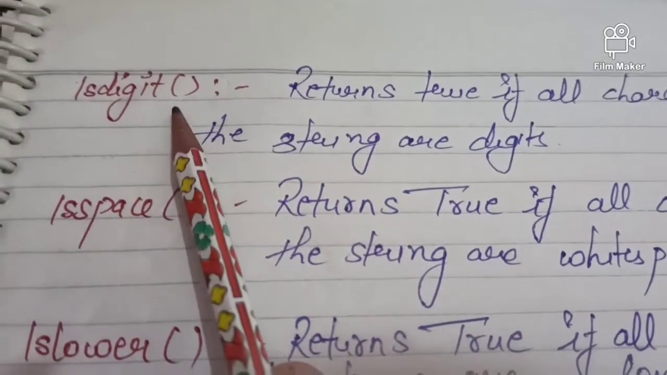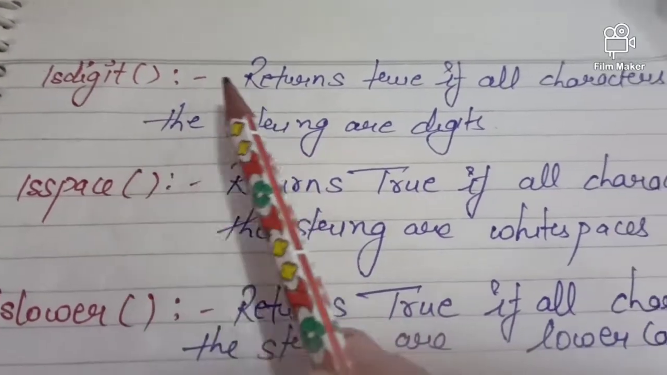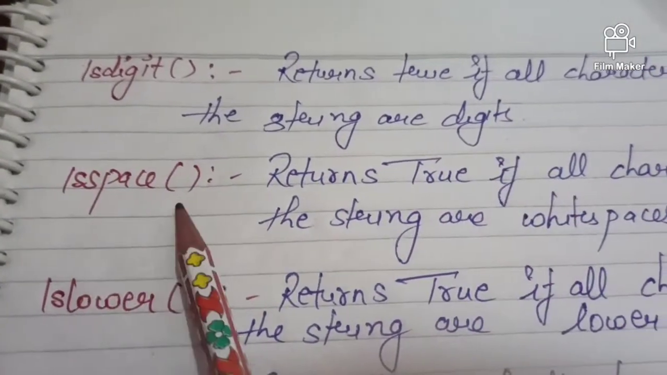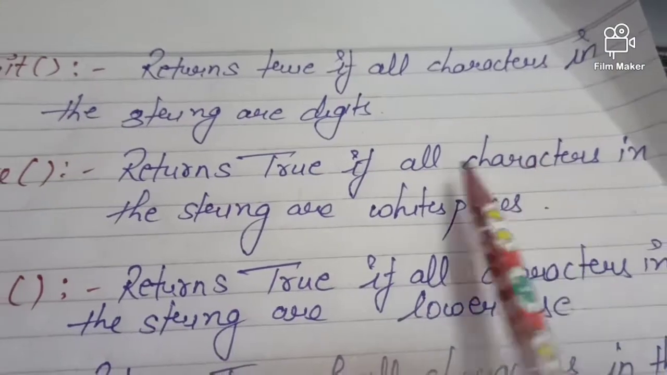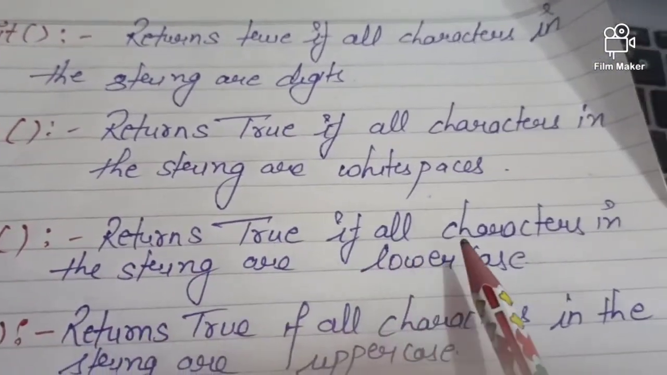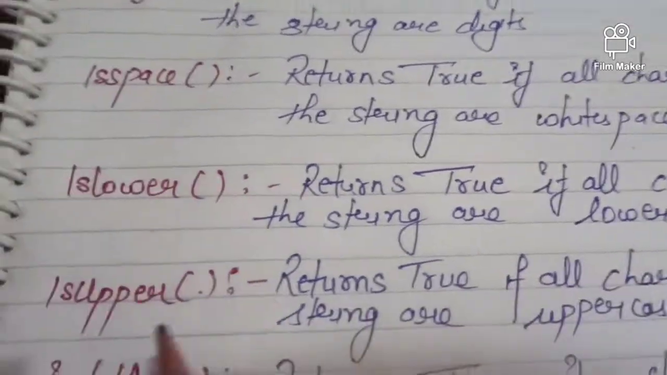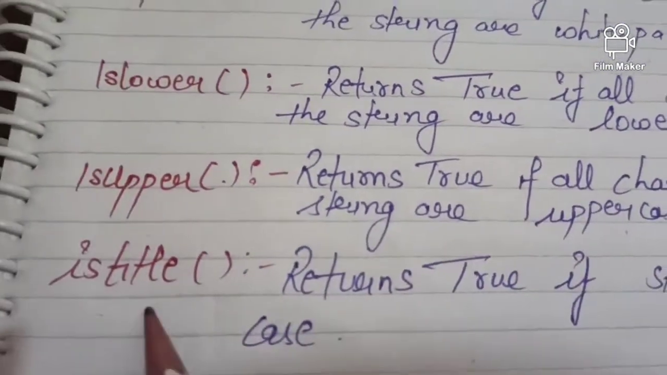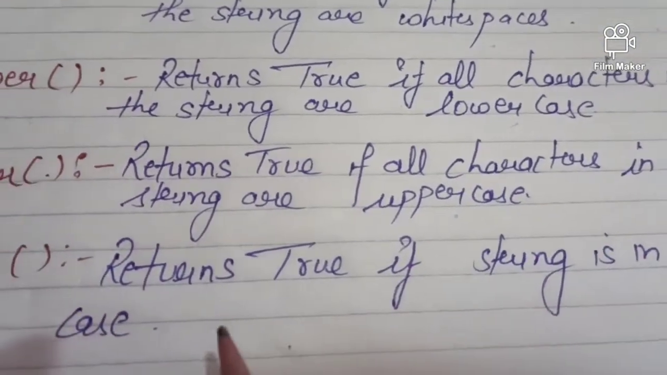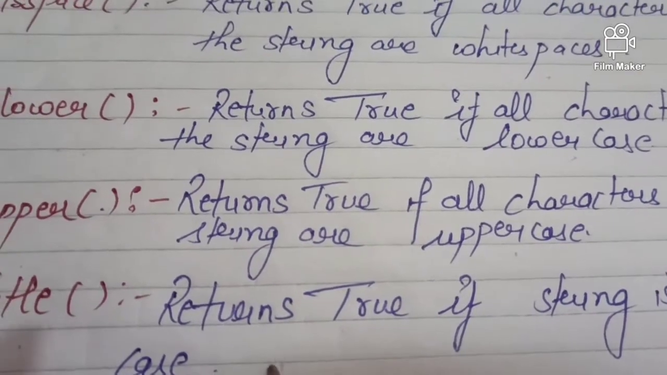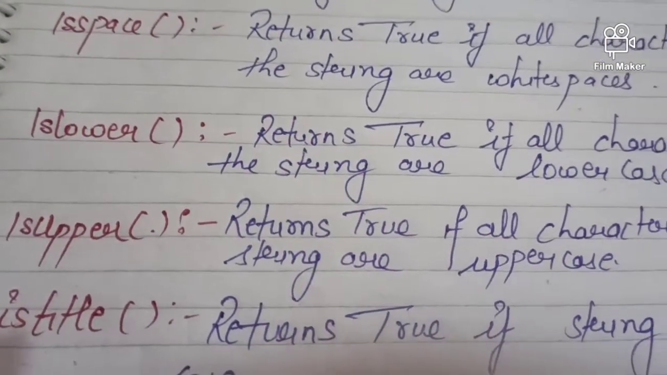Similarly, a few more methods are there. First, isdigit returns true if all the characters in the string are digits. isspace returns true if all the characters in the string are white spaces. islower returns true if all the characters in the string are lowercase. isupper returns true if all the characters in the string are uppercase. istitle returns true if the string is in title case. Okay, so let's check all these practically.